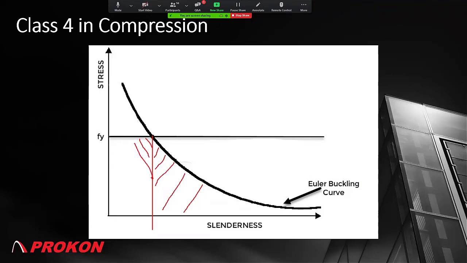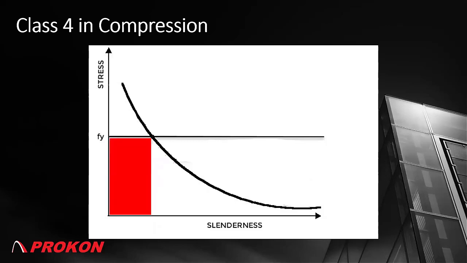However, Class 4 sections can't reach the yield stress on account of local buckling. There is quite a good chance that compression elements fall within the range of this red square on the screen. For example, when designing trusses, the vertical and diagonal elements will most likely be elements with low slenderness values. Popular elements in trusses are angles and T-sections, many of which are indeed Class 4 sections.